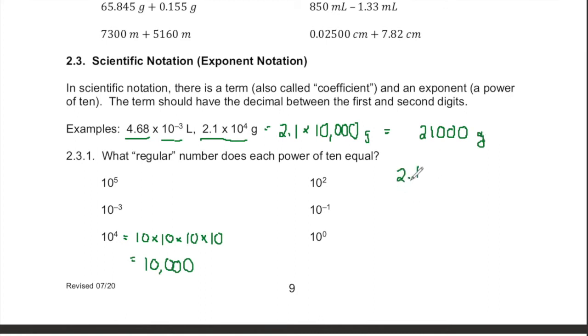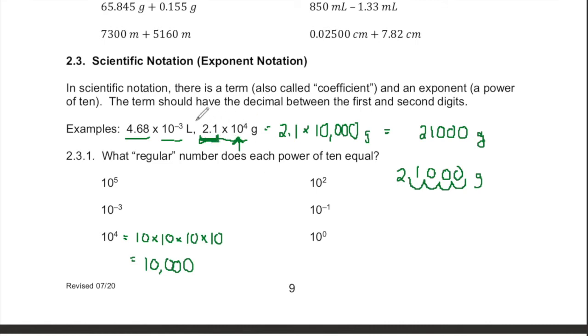So another way to do this is to make the number bigger by 4 place values, 4 powers of 10. So we're making the number bigger by moving the decimal to the right, 1, 2, 3, 4, and then we add in some placeholder zeros. Notice that in the original scientific notation number, we did not need placeholder zeros because the place where the decimal belongs is being told to us by the power of 10.